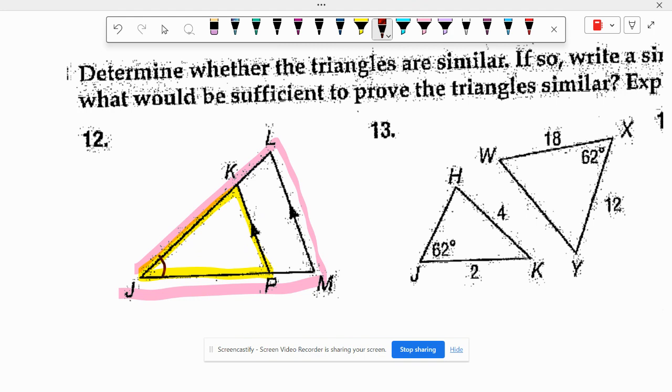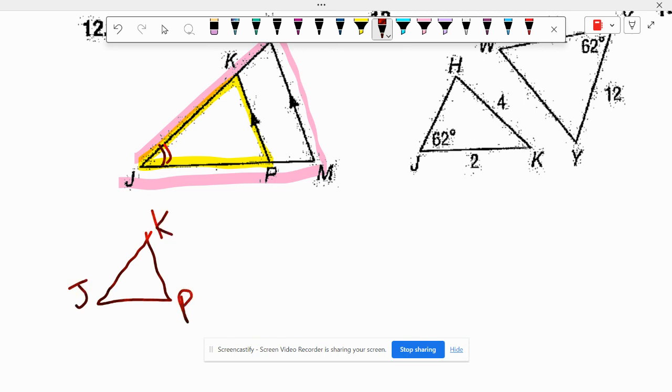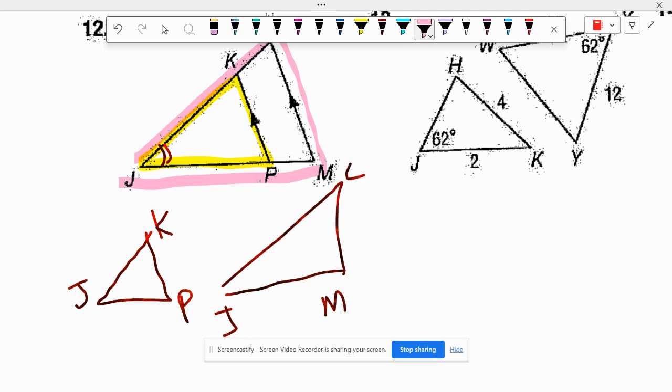So I can say that angle J is congruent to angle J. It's congruent to itself, right? Do you guys see that I have two triangles nestled inside of each other? This is JKP, and then the larger one is JML. So J is congruent to J. That's for sure true, right?